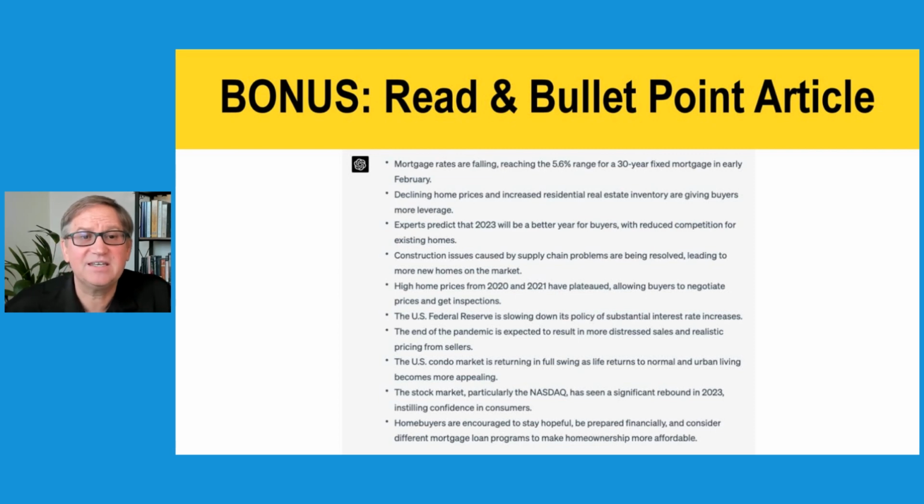So basically, this gave me like 10 bullet points. The first is mortgage rates are falling, reaching the 5.6% range for a 30-year fixed in early February. The second bullet is declining home prices and increased real estate inventory are giving buyers more leverage. Now, those two bullet points aren't relevant to today's market. If I'm publishing that today, inventory is tight and interest rates shot back up.